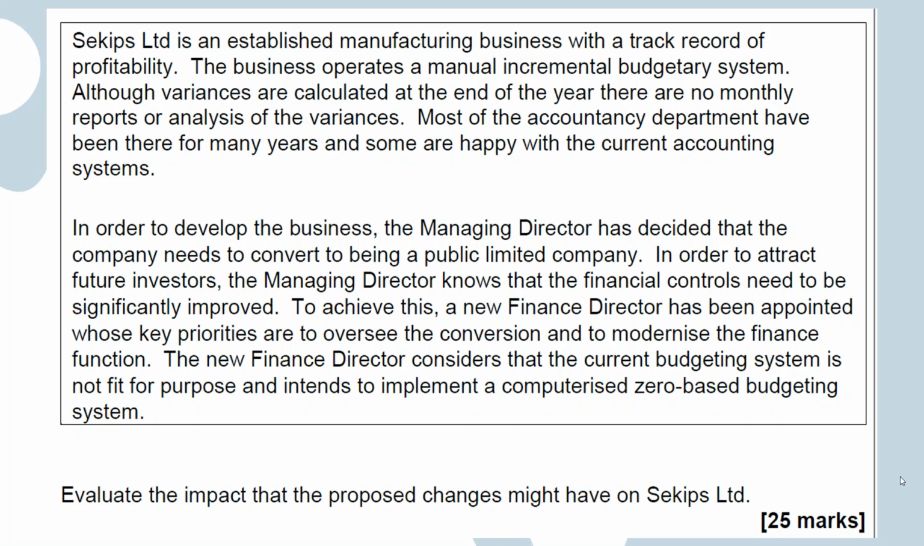So at the moment, if you remember, it was a manual system, so presumably they're going to computerise it. The new finance director considers that the current budgeting system is not fit for purpose and intends to implement a computerised zero-based budgeting system. You've got to evaluate the impact that the proposed changes might have on Sekips Limited.